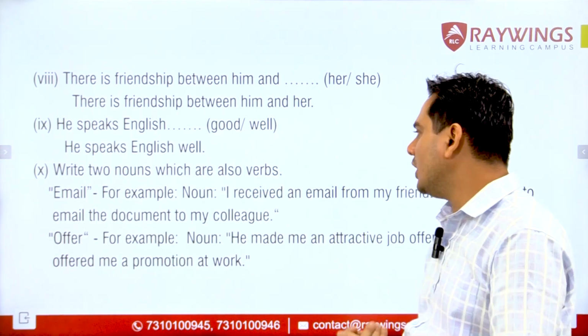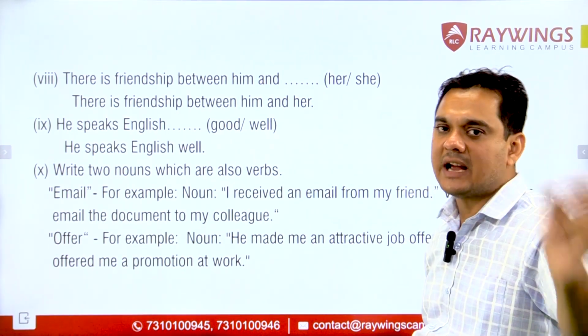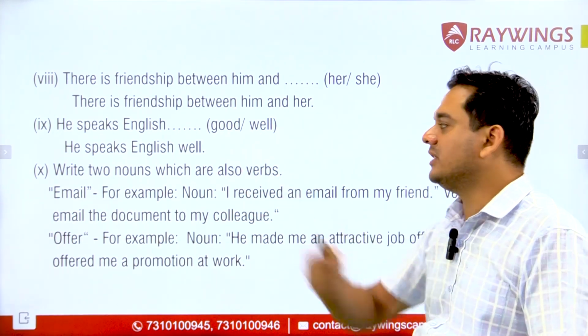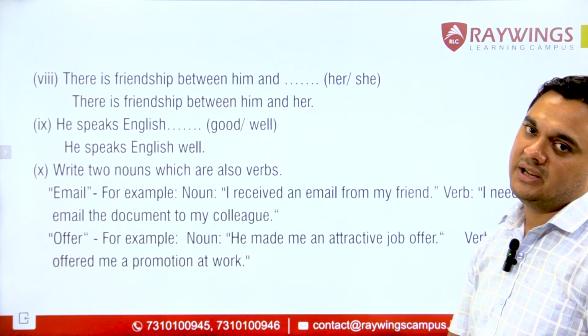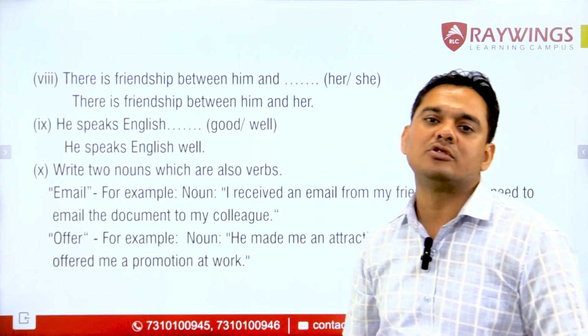Now write two nouns which are also verbs. So you have to tell two nouns which act as a verb also and as a noun also. Two words. For example, the first word is email. Email can be a verb also and can be a noun also.